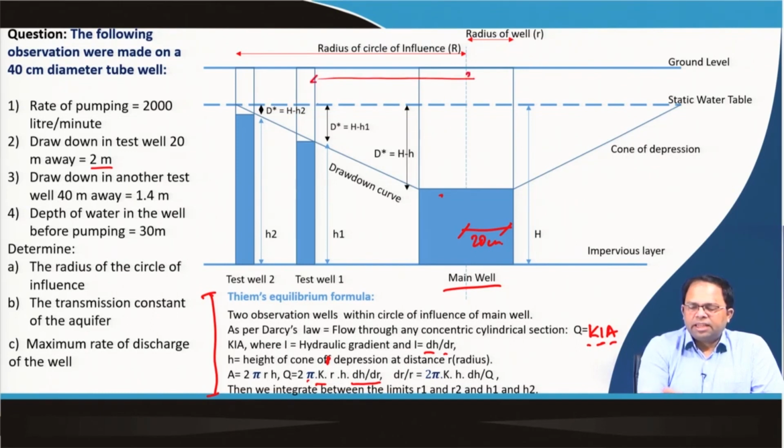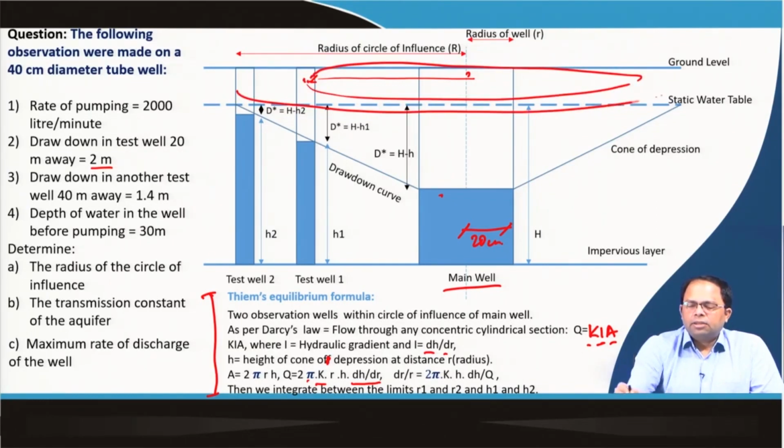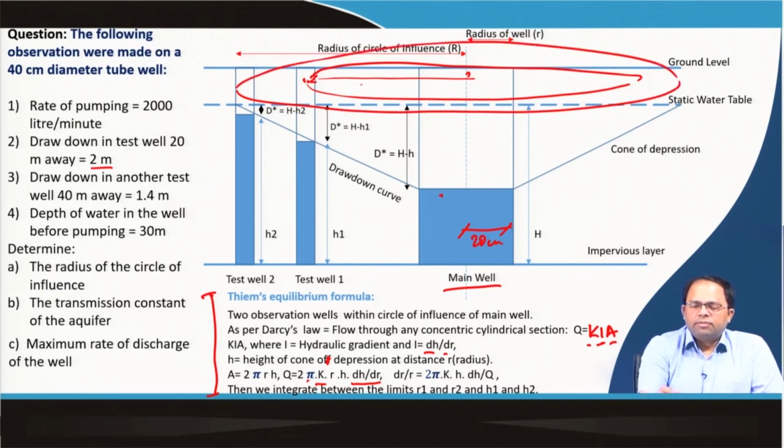If we assume that this entire well is a concentric area around this particular well, so this entire area is a concentric circle, and this is another concentric circle. This one is of small r, this is 1 r, and then this radius of influence, which would be somewhere around here, this is the large R. And the drawdown in another test well 40 meters away is 1.4 meters. So, here a 2 meter drawdown was observed, and over here a 1.4 meter drawdown was observed.